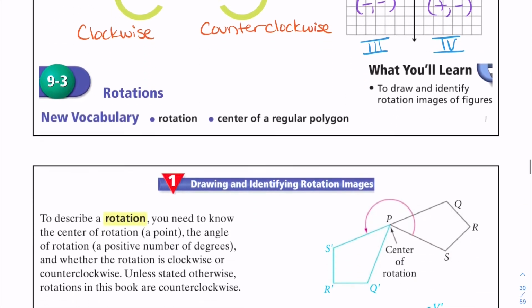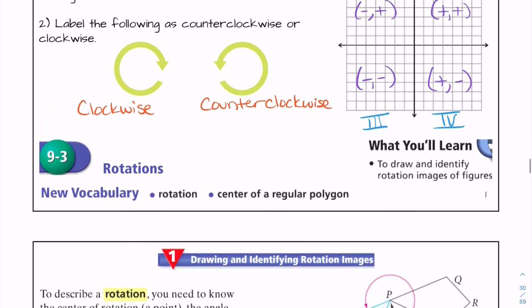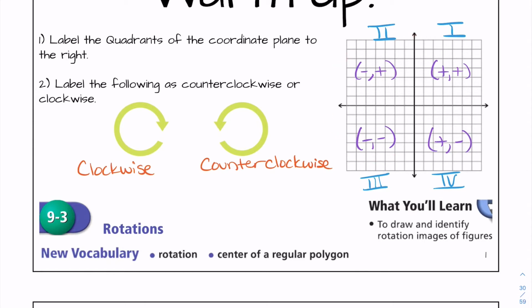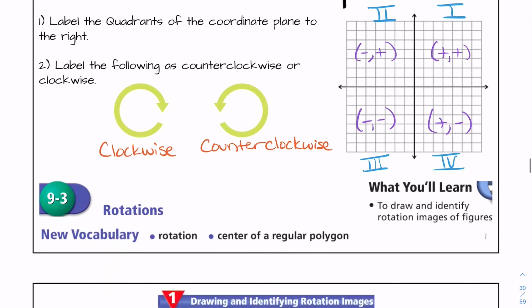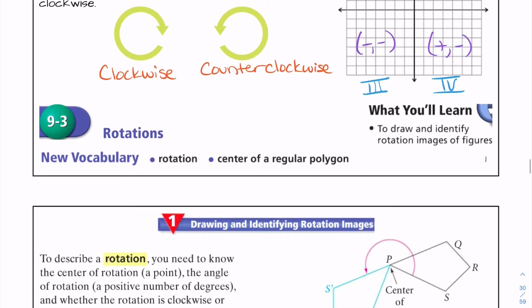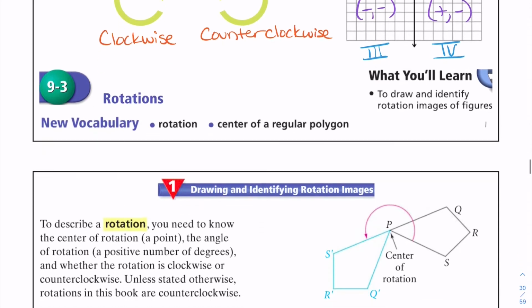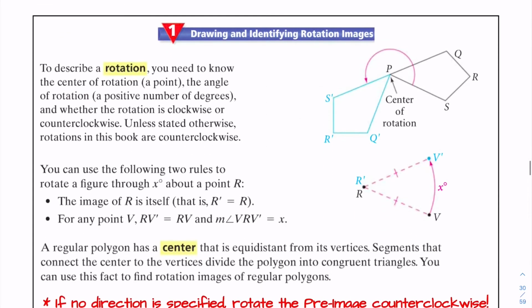All right, so the lesson today is on rotations. Obviously, the reason why I brought in the quadrants and your clockwise versus counterclockwise rotations. So our rotation, we're going to focus in on specific rotations like 90, 180, 270, and 360, and some vocabulary as well, as there's a center for each one of these. So our objective is to draw and identify the rotation images of each figure. So drawing and identifying rotation images.